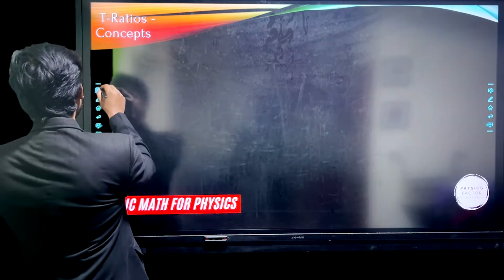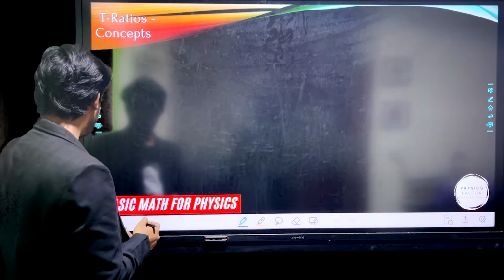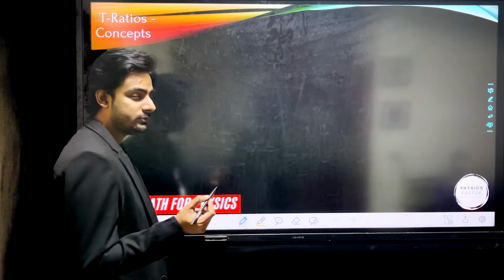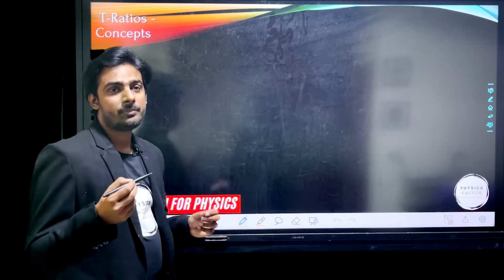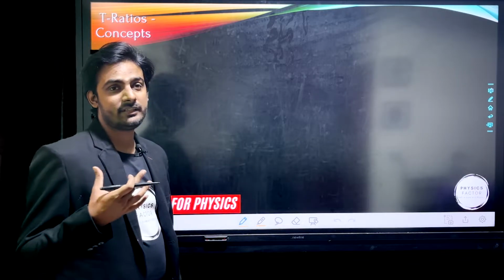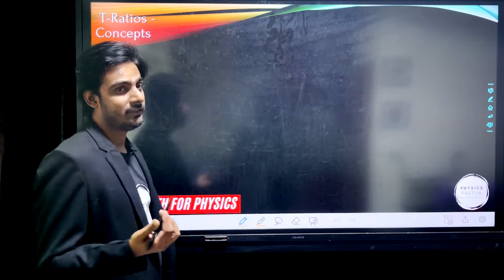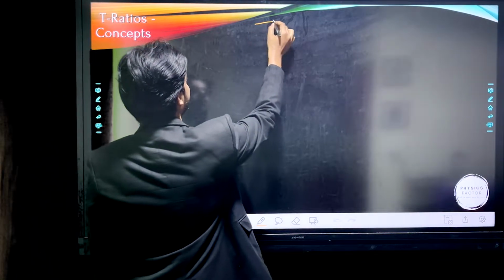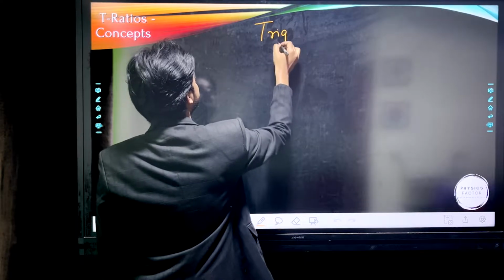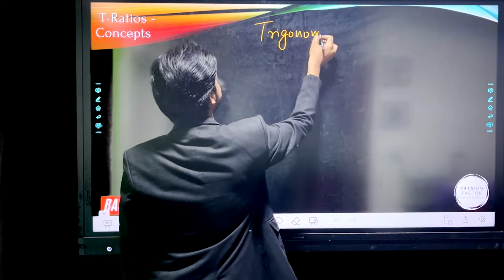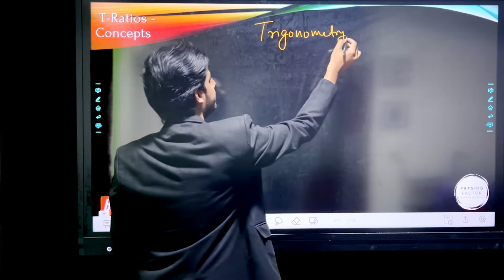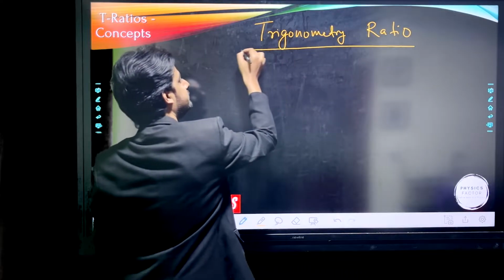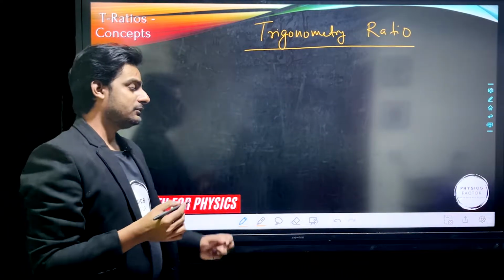So first let me explain what exactly this trigonometric ratio is. For those to whom this trigonometric ratio is a new term, I'll start from the very beginning, from scratch. So the topic name is trigonometric ratio. This is going to be a very important lecture for those who don't know this.